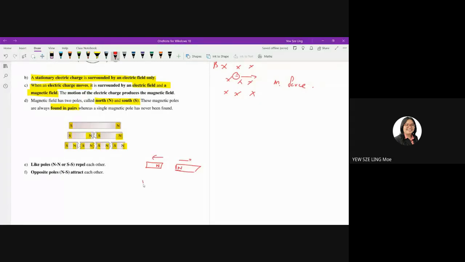If you put south and south, they will repel as well. But if you put a north pole and a south pole together, they will have an attractive force in between them. So the idea again is very similar to the charge. When it comes to chapter 1, remember, we have same charge or like charge, positive, positive, they repel. And then negative, negative, they repel. Positive, negative, attract.